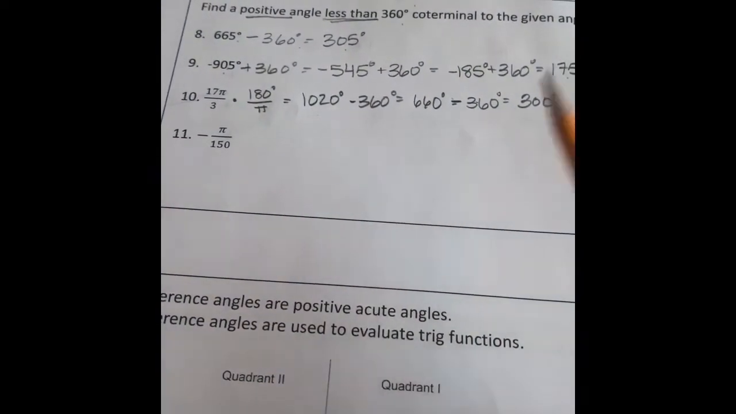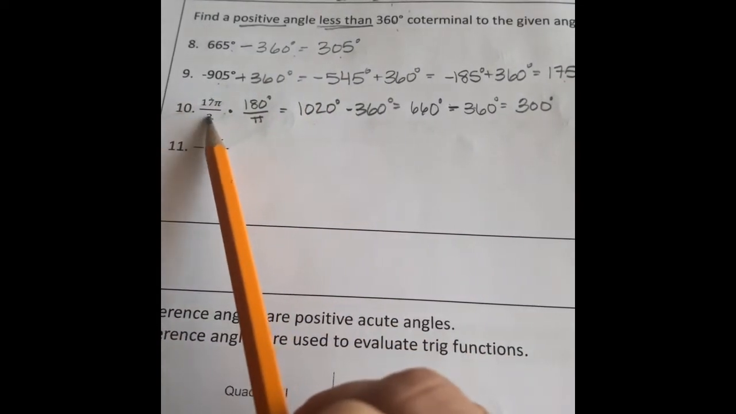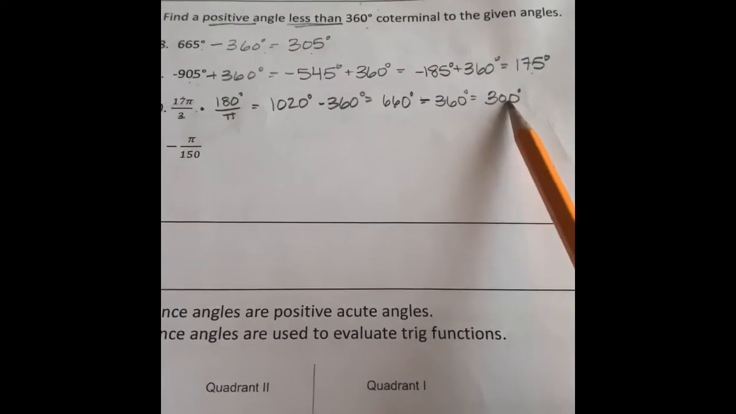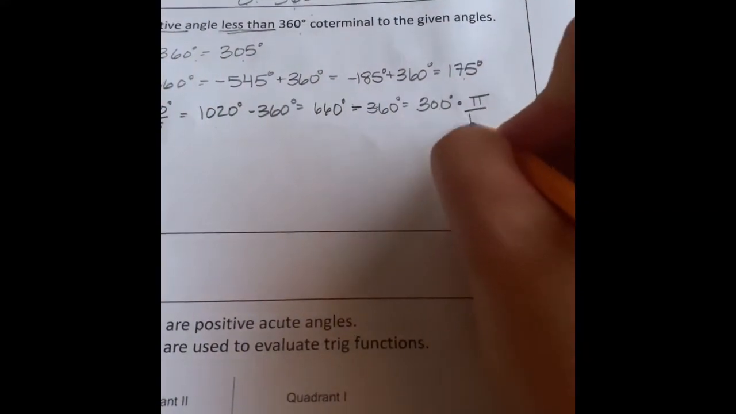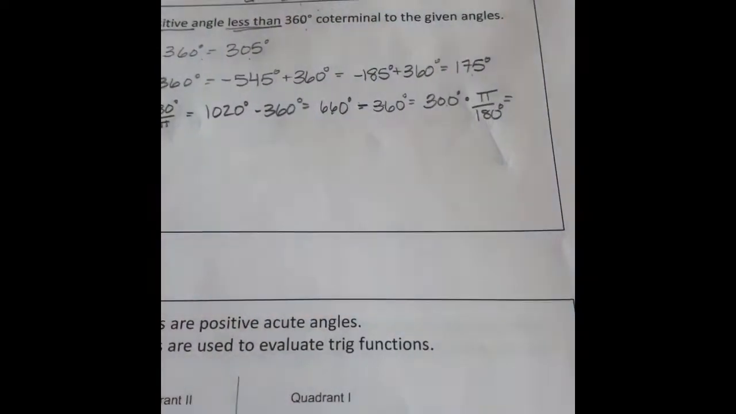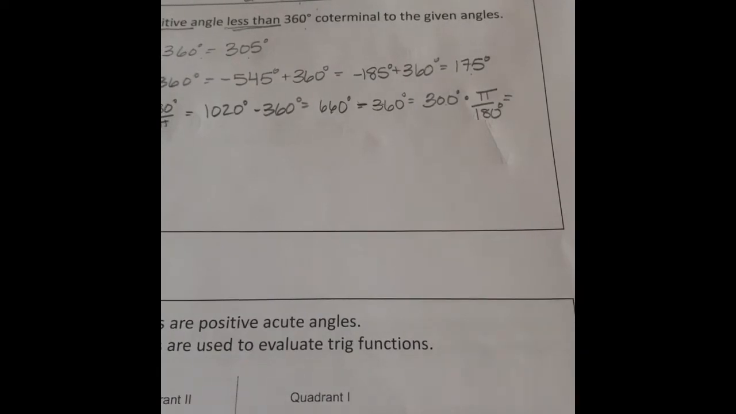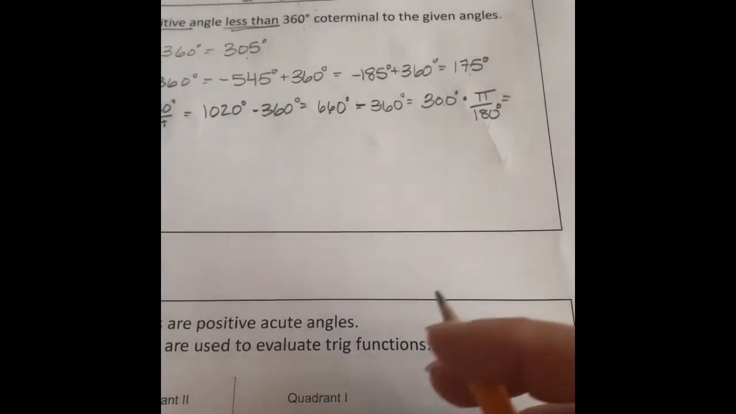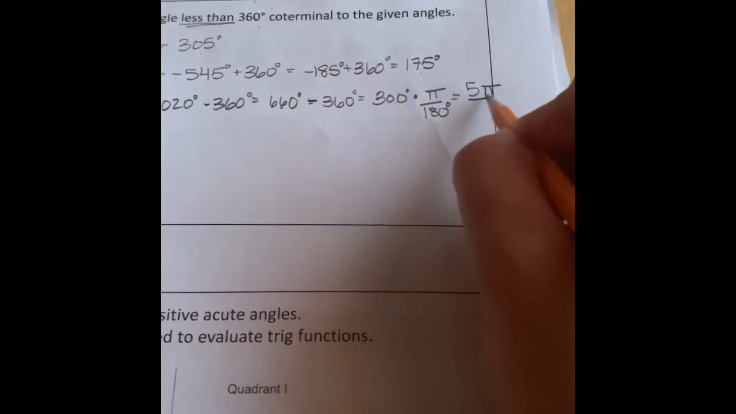But here is where they try to trick you. Because the original problem was in radians, your answer has to be in radians. So we need to convert this back to radians by multiplying by pi over 180 degrees. So in your calculator, if you take 300 over 180, it simplifies it to be 5 pi over 3. And that's your final answer.